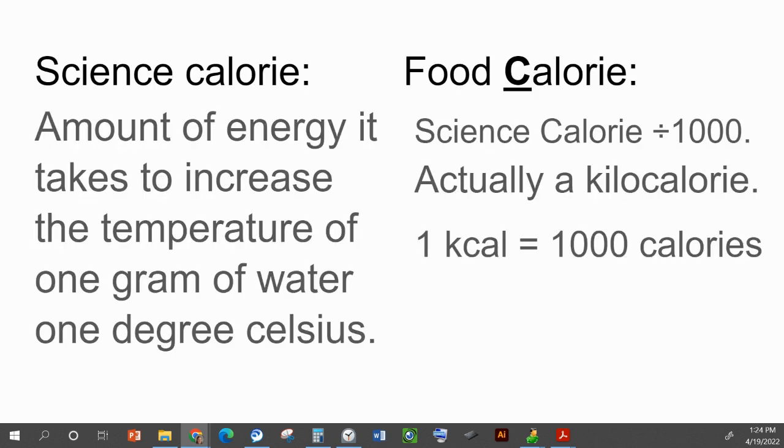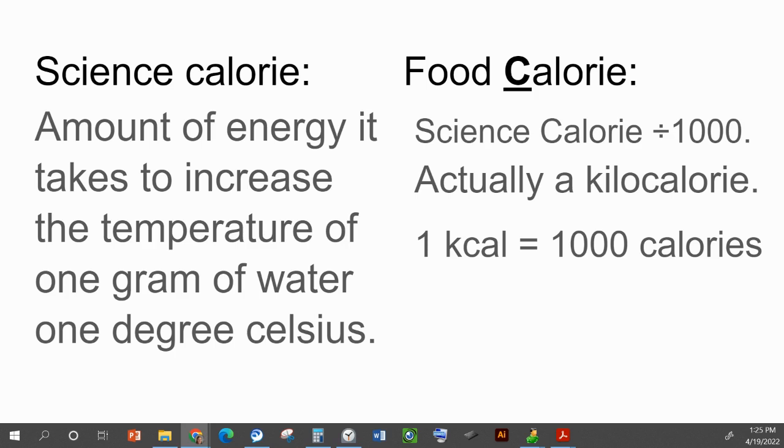All right, so we are going to report our food in food calories. If I look at the back of a food item, they all have nutrition facts. This food calorie is 1,000 science calories, so this is actually a kilocalorie. The science calorie is the amount of energy it takes to increase the temperature of 1 gram of water by 1 degree Celsius. That's a definition, but this gives us pretty big numbers. So in order to report usual numbers, we have to take our number and divide it by 1,000 and report it as kilocalories. So 1,000 science calories is 1 food calorie, or 1 kilocalorie.